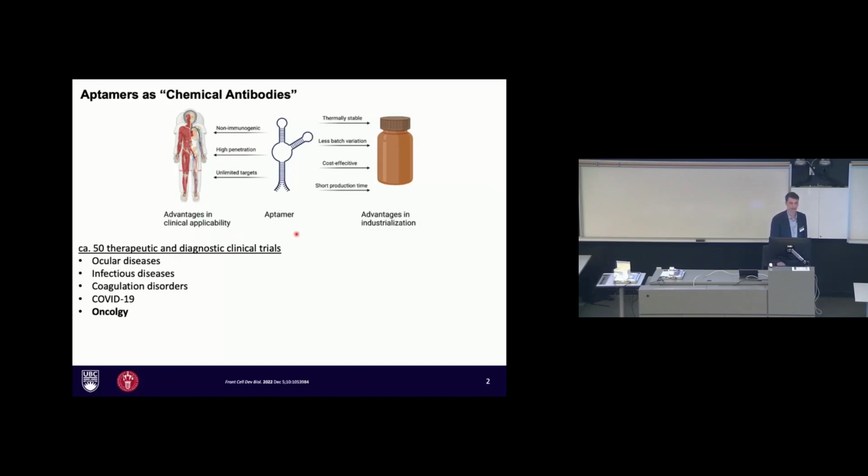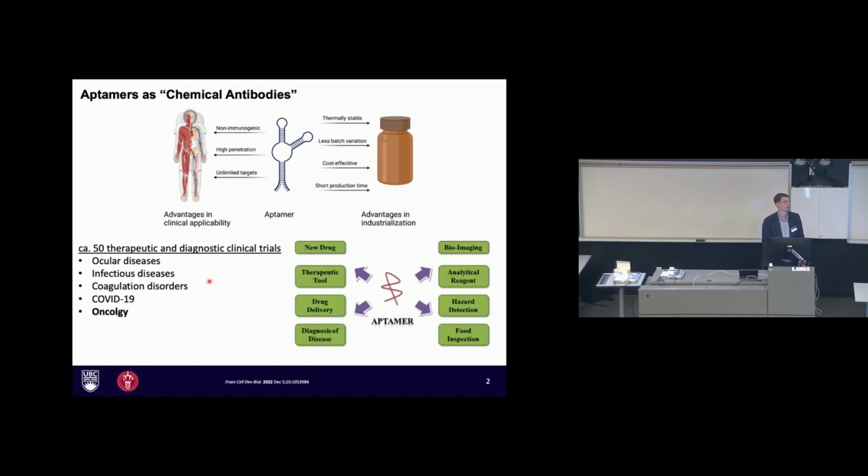So there's no surprise that the industry and several companies are really interested in developing aptamer-based therapeutics. There are right now about 50 clinical trials in various stages, both for diagnostic and therapeutic applications, ranging from ocular diseases and infectious diseases to, of course, oncology. And the application really is similar to antibodies. You can use them for therapeutic applications, targeting, drug delivery. And what we are really interested in is bioimaging.